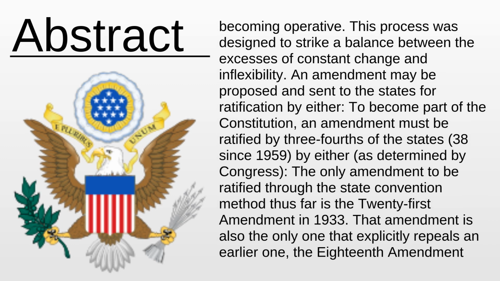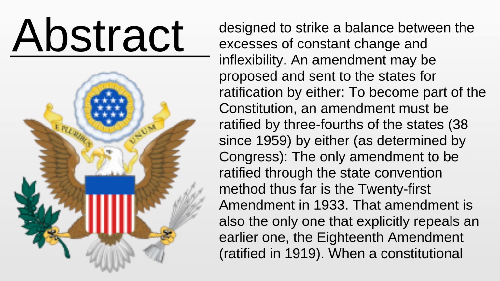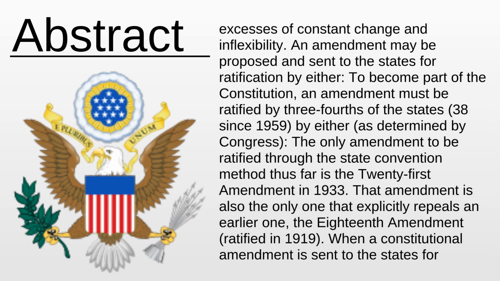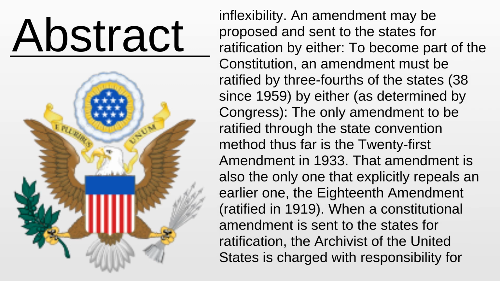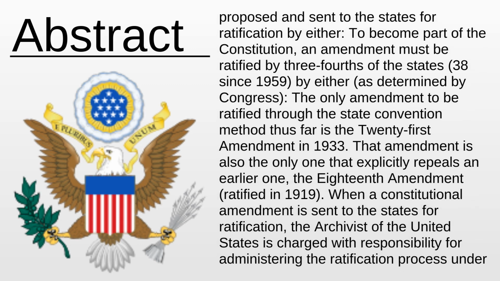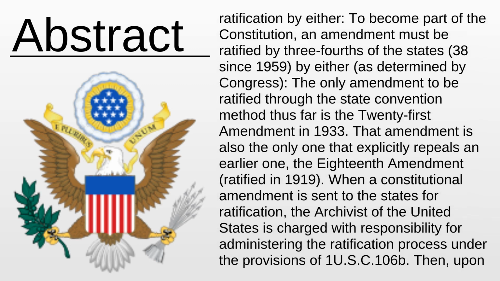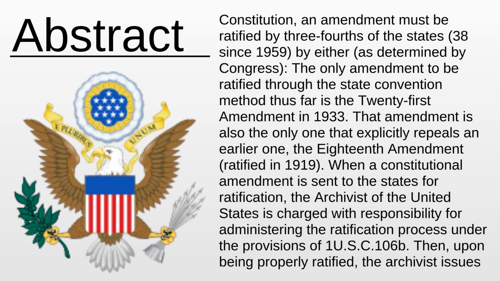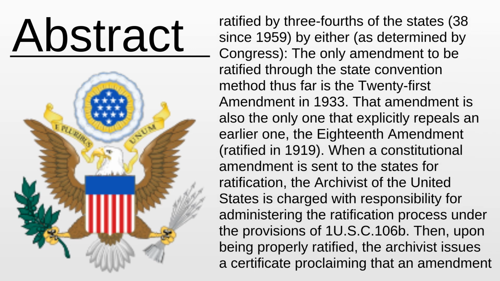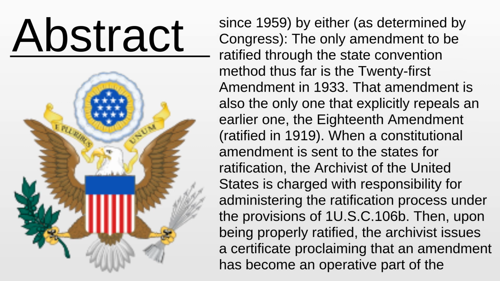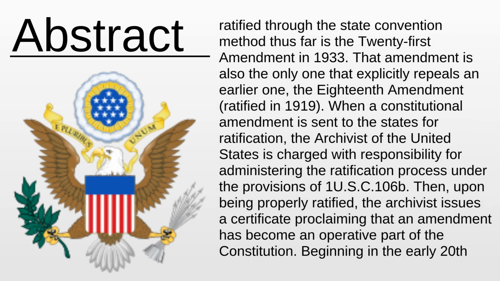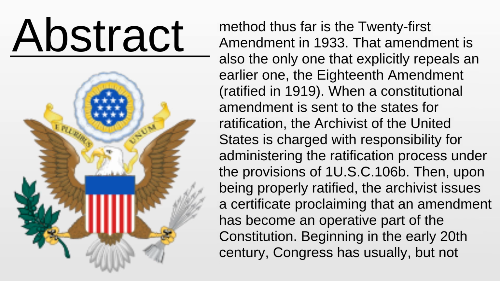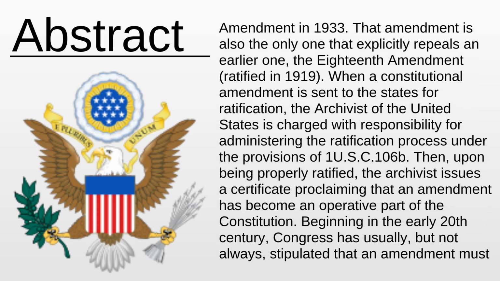An amendment may be proposed and sent to the states for ratification by either. To become part of the Constitution, an amendment must be ratified by 3/4 of the states, 38 since 1959, by either, as determined by Congress. The only amendment to be ratified through the state convention method thus far is the 21st Amendment in 1933. That amendment is also the only one that explicitly repeals an earlier one, the 18th Amendment, ratified in 1919.